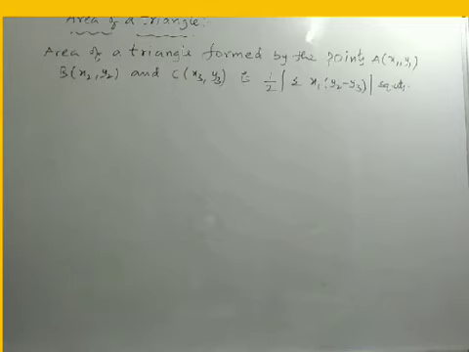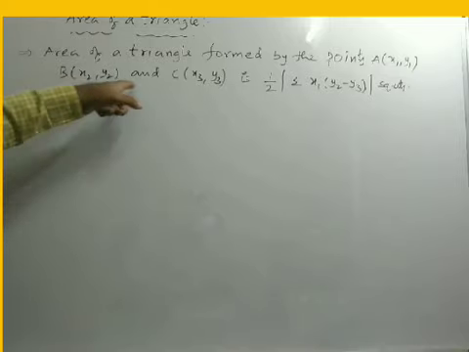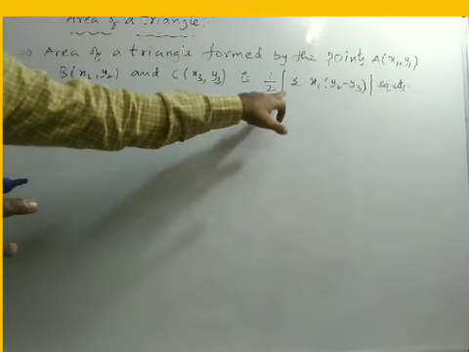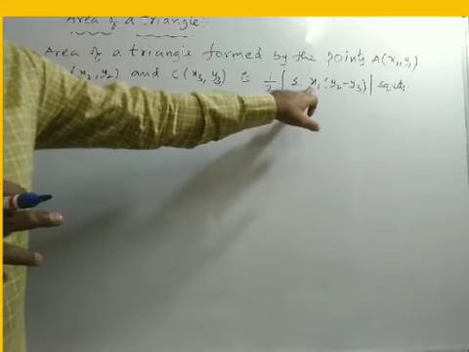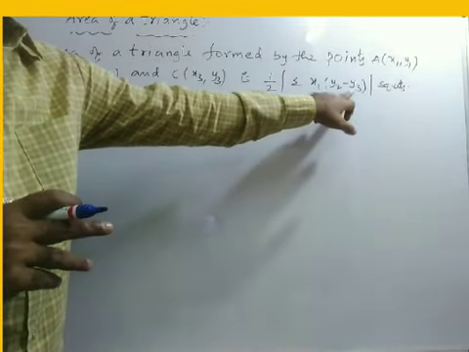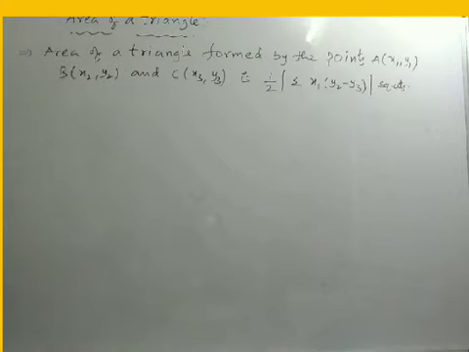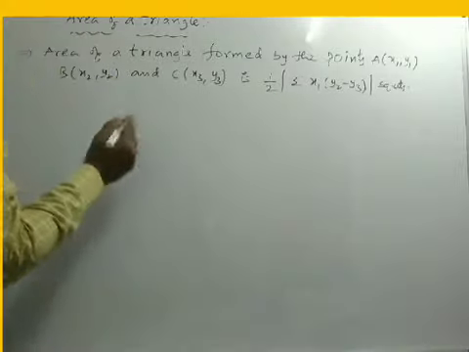So just look at the formula once, everybody. Area of a triangle formed by the points capital A x1 comma y1, capital B x2 comma y2, and capital C x3 comma y3 is half modulus of sigma x1 into y2 minus y3. Since it is an area of a triangle, it can be expressed in square units. Okay, so let us see the expanded form for this.